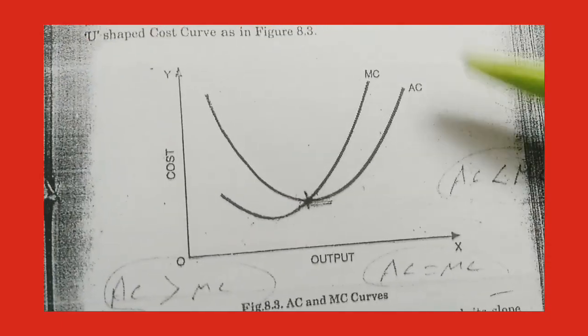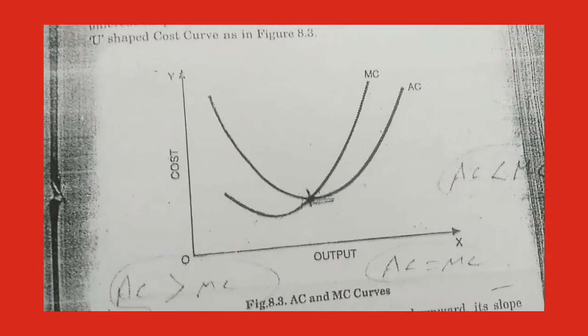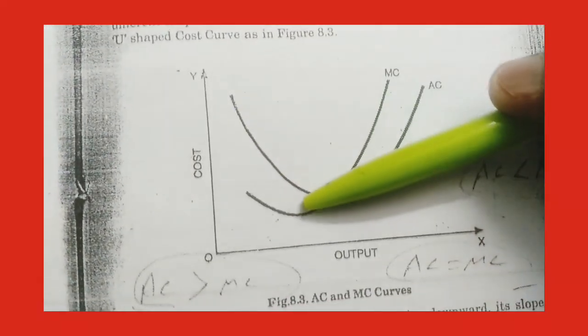Now, the relationship between average cost and marginal cost curve. So in this diagram, this is the average cost curve. This is the marginal cost curve. When the average cost curve is sloping downward, its slope will be negative.